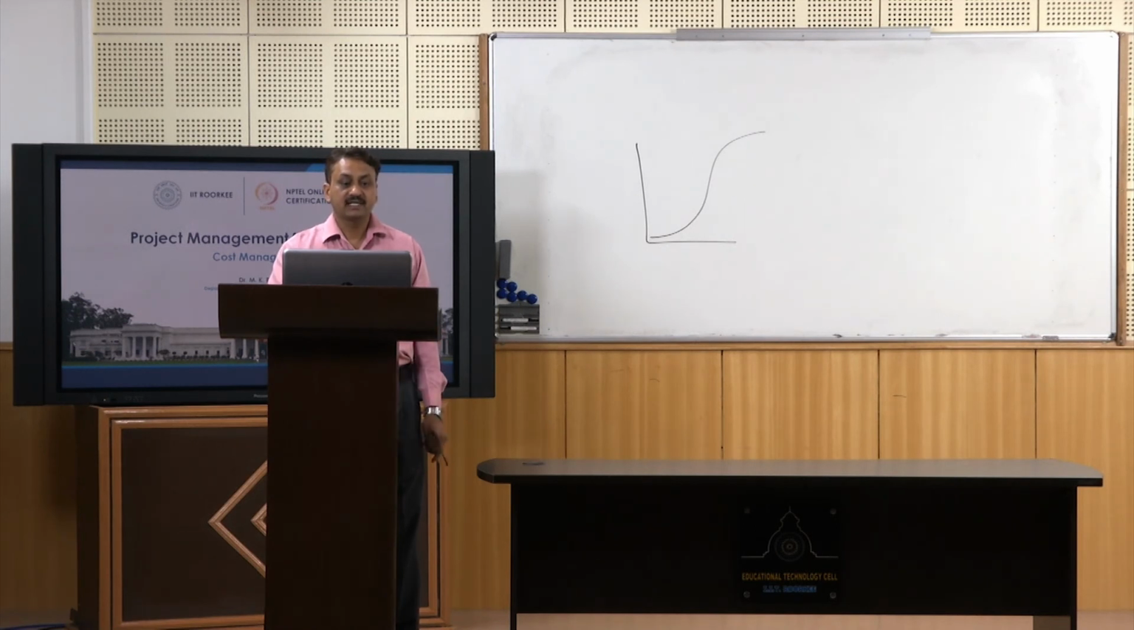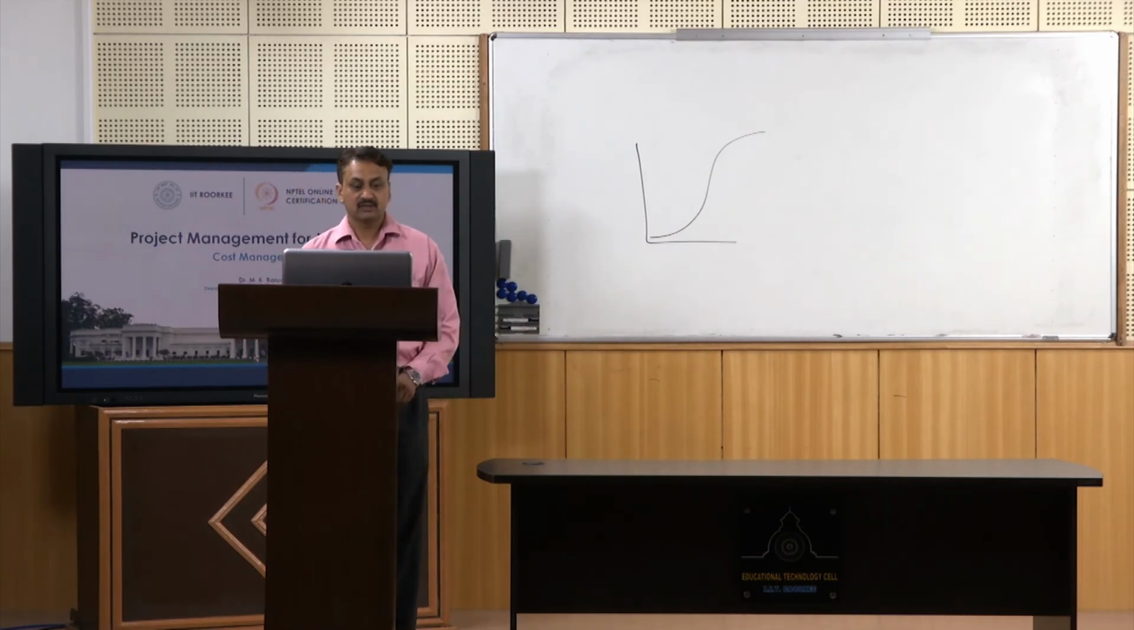Why 8? Because 8 is the total duration of the project, right. So, 1 by 0.43 into 8, it is 18.60, right. So, we are running approximately 10 months behind, right, because the total duration of the project is 8 months and we will complete this project in 18 months. So, 10 months behind the schedule, right.